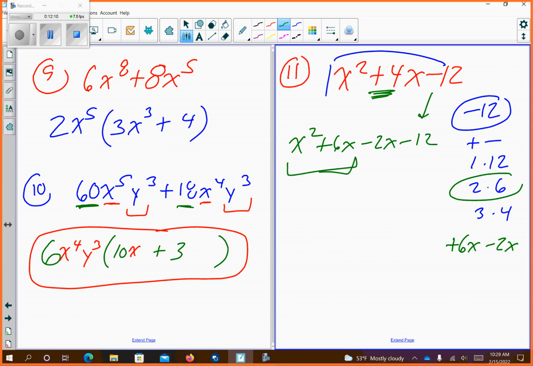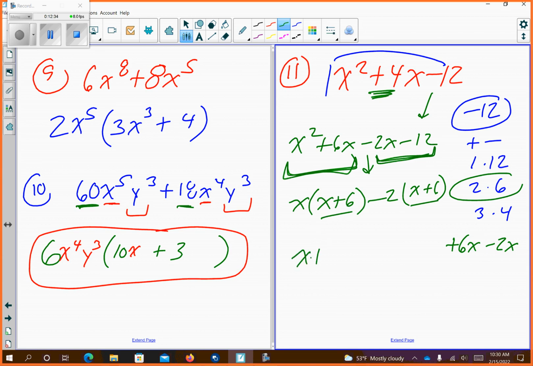What do I have in common between those first two? X. That leaves me x and x plus 6. Negative sign, the middle sign is negative. What can I factor out of both of those? 2. So it's a negative 2 coming out. If I factor a negative 2 out of negative 2x, that leaves me a positive x. If I factor a negative 2 out of negative 12, that leaves me a positive 6. Those are like terms. Agreed? So I get x plus 6 and x what? Minus 2. I have the 2 left, right?